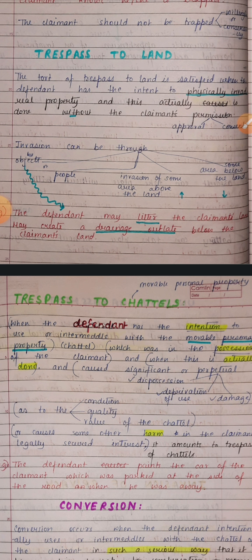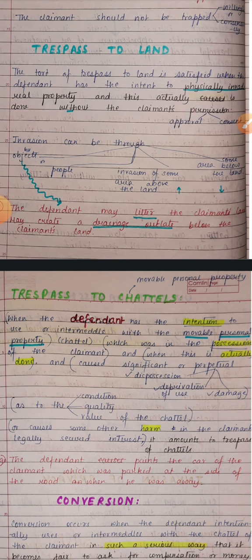Invasion can be through objects, people, invasion of some area above the land, invasion of some area below the land. Suppose I am flying a drone above somebody's house, capturing pictures and doing something, or maybe throwing something from the drone. These things are illegal, and what we are doing is trespass to land. Or even if we are digging something under the house, maybe a tunnel or something, that's also an illegal thing. For instance, the defendant may litter the claimant's land, may create a drainage outlet below the claimant's land. As I said, this is invading some area below the land. These things are all illegal, falling under trespass to land.